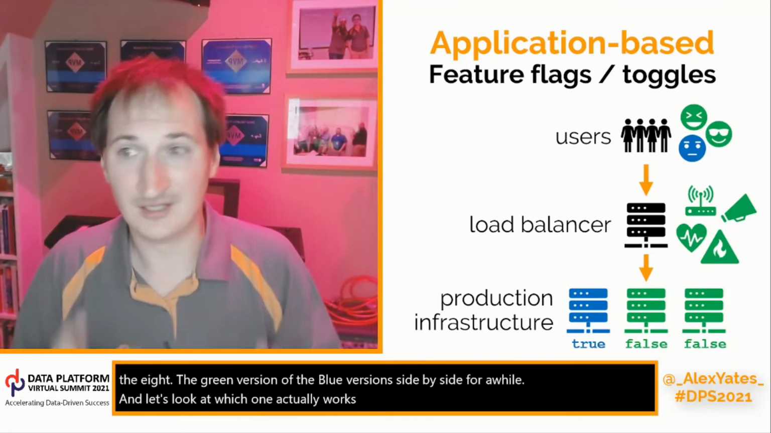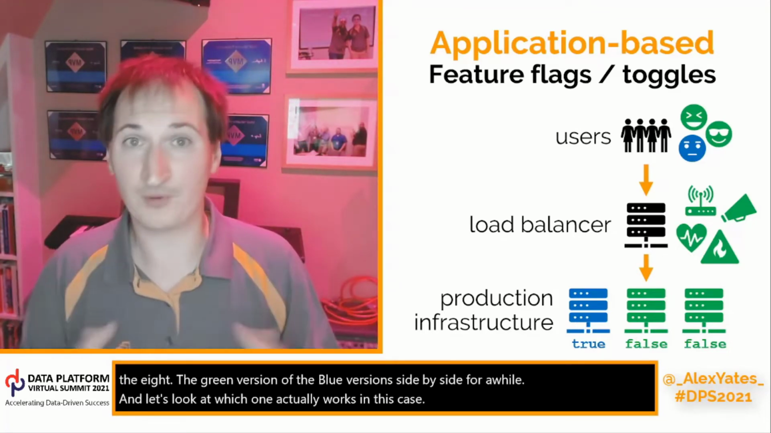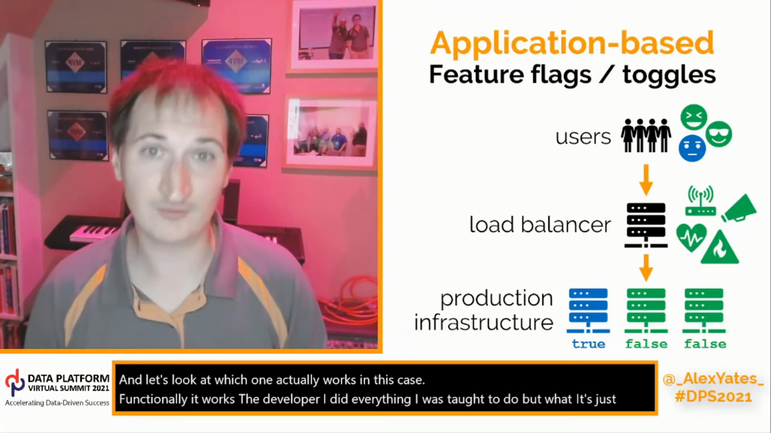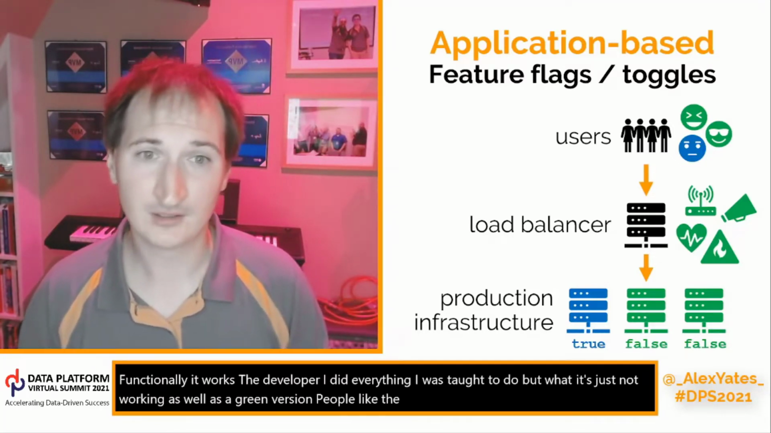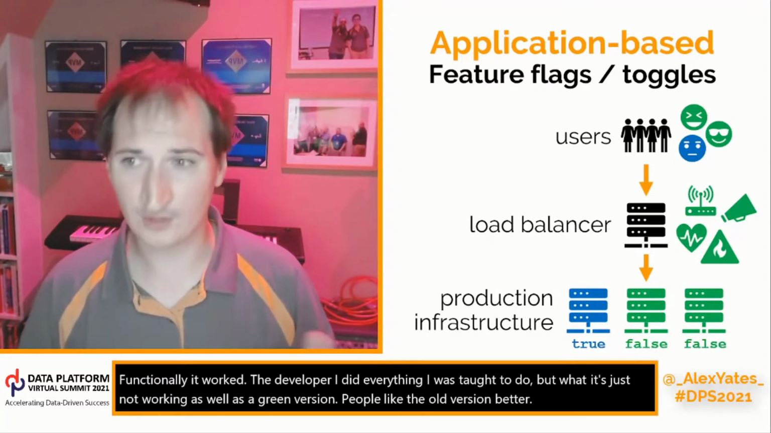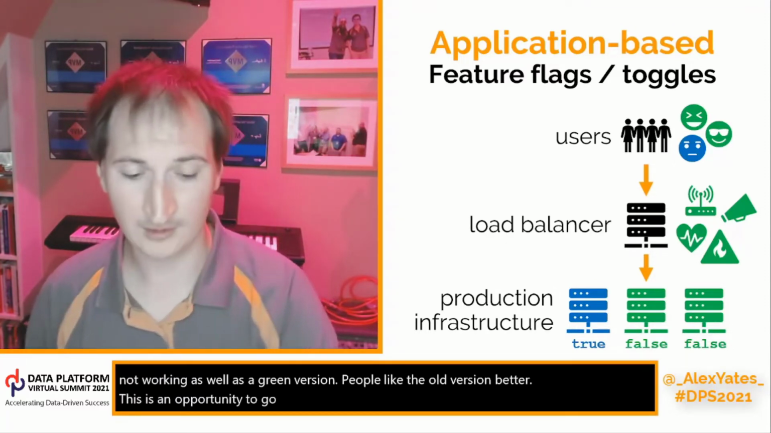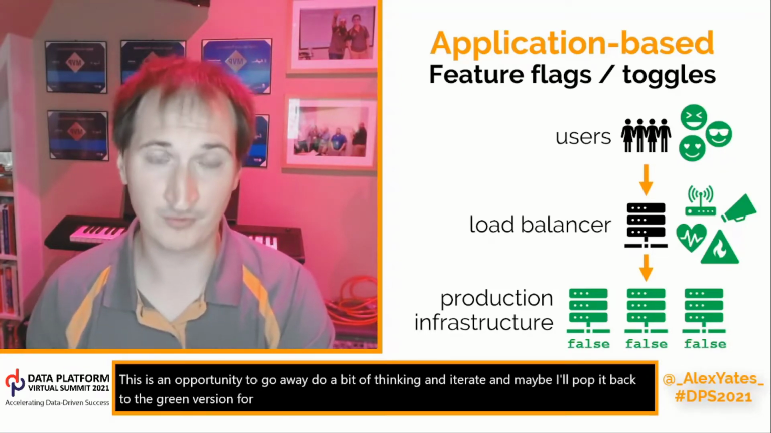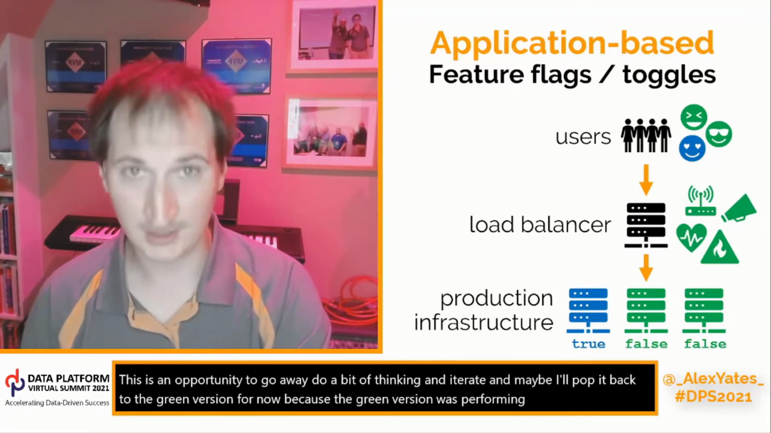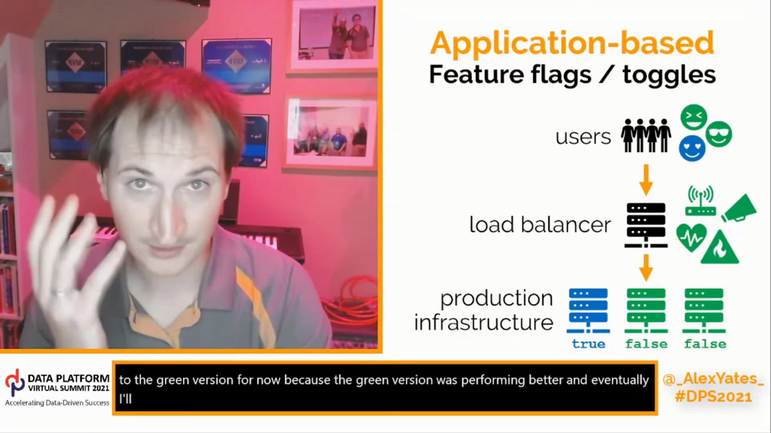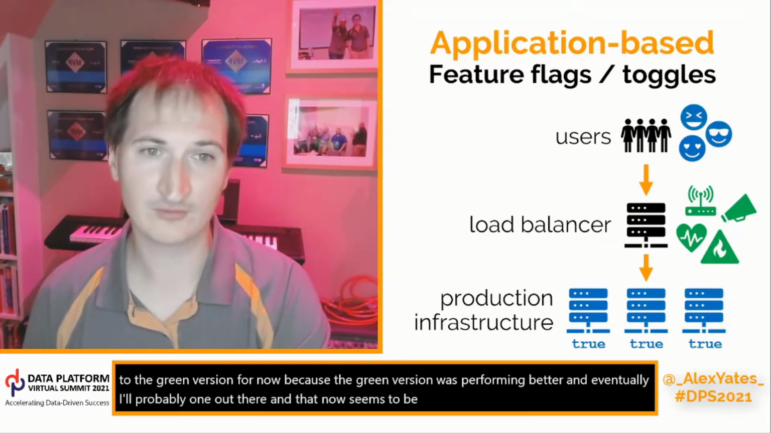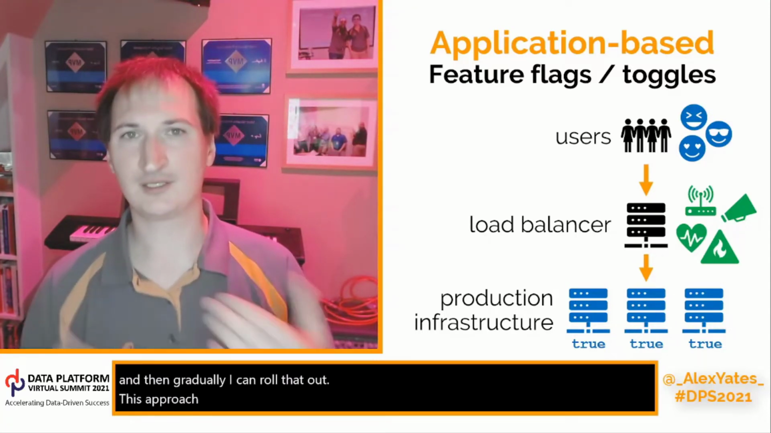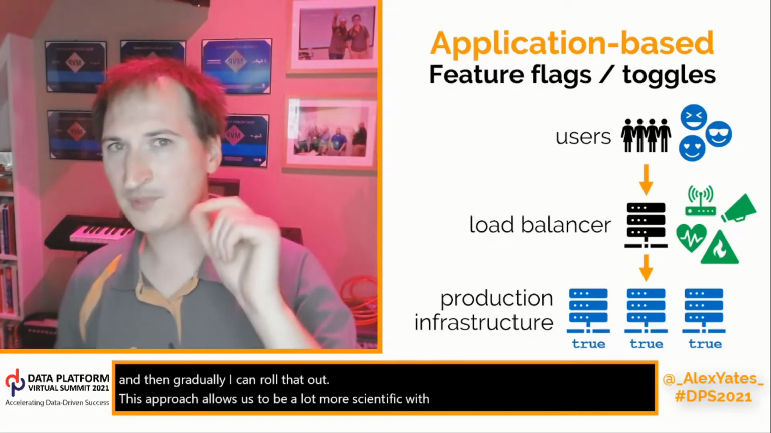In this case, functionally it worked. As a developer, I did everything I was told to do, but you know what? It's just not working as well as the green version. People like the old version better. Well, this is an opportunity to go away, do a bit of thinking and iterate, and maybe I'll pop it back to the green version for now because the green version was performing better, and eventually I'll pop the blue one out there, and that now seems to be working because I fixed it, and then gradually I can roll that out. This approach allows us to be a lot more scientific with our process, and this goes beyond software development.